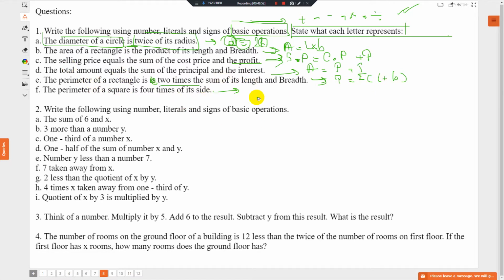The perimeter of a square is 4 times its side. Perimeter is equal to 4 into S, where S is the side and P is equal to perimeter.